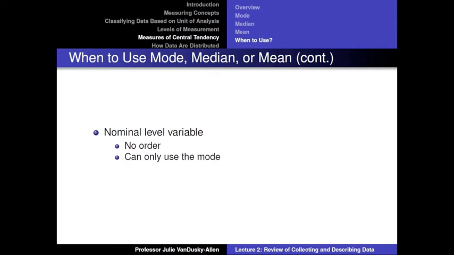If we are examining a nominal level variable, we should only use the mode. Recall that the values of a nominal level variable have no order. The mode does not assume a variable has order, but the median and mean do assume a variable has order. Hence, with a nominal level variable, we only use the mode to describe the typical case of a variable because the mode does not assume we have order.